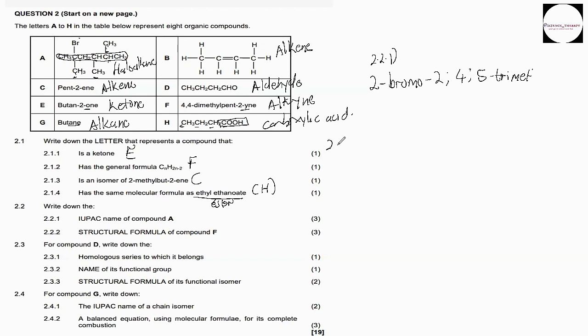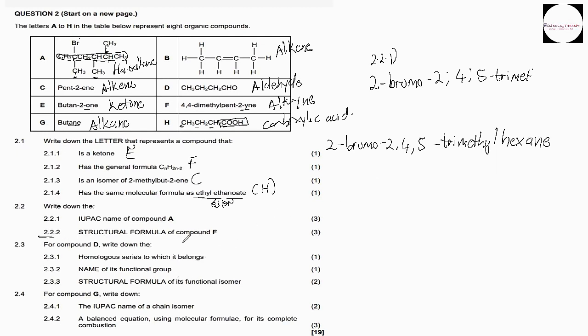So let me write it here. That's 2-bromo, and then 2,4,5-trimethyl. And then the longest chain, we said it has 6 carbons. So that's trimethylhexane. Right, so that's the name. 2-bromo-2,4,5-trimethylhexane. So that's for 3 marks.